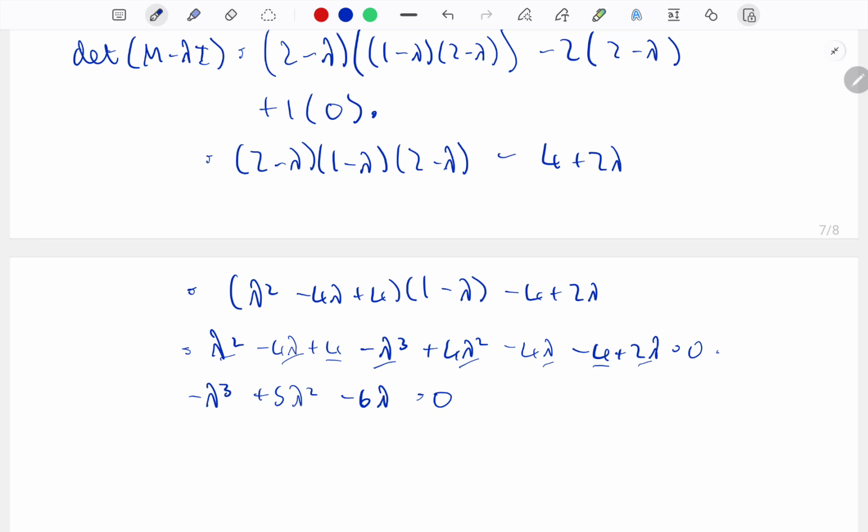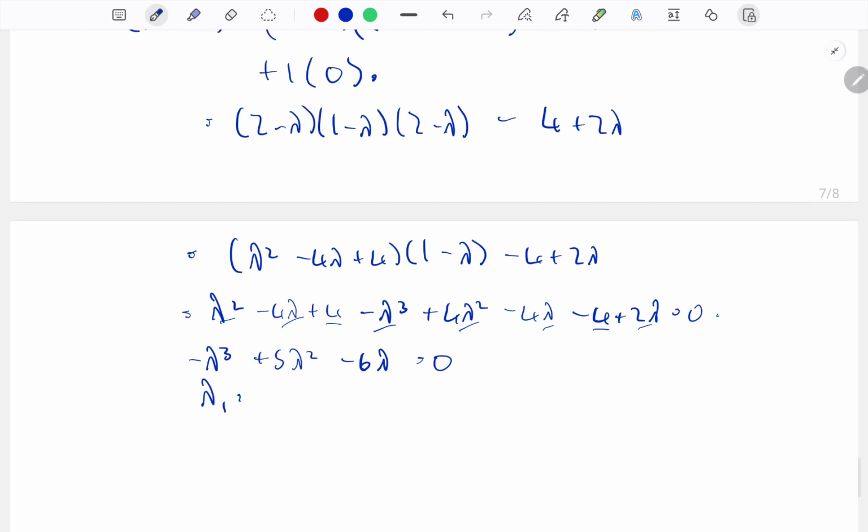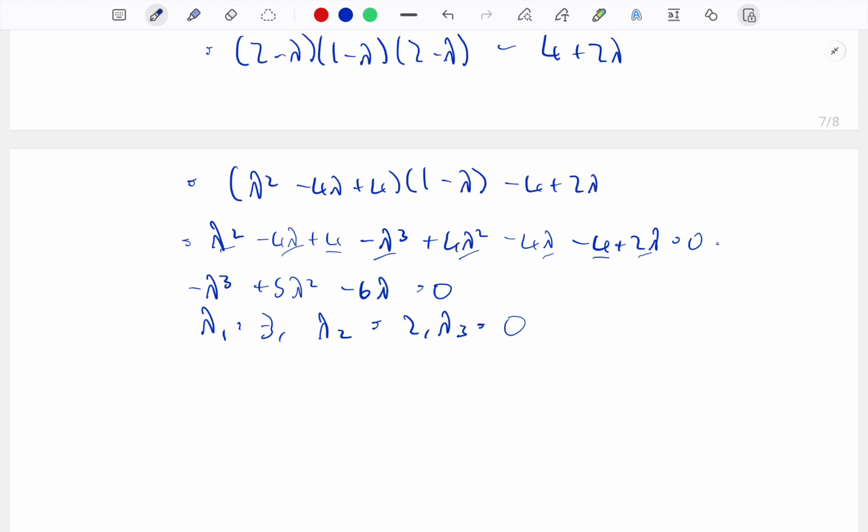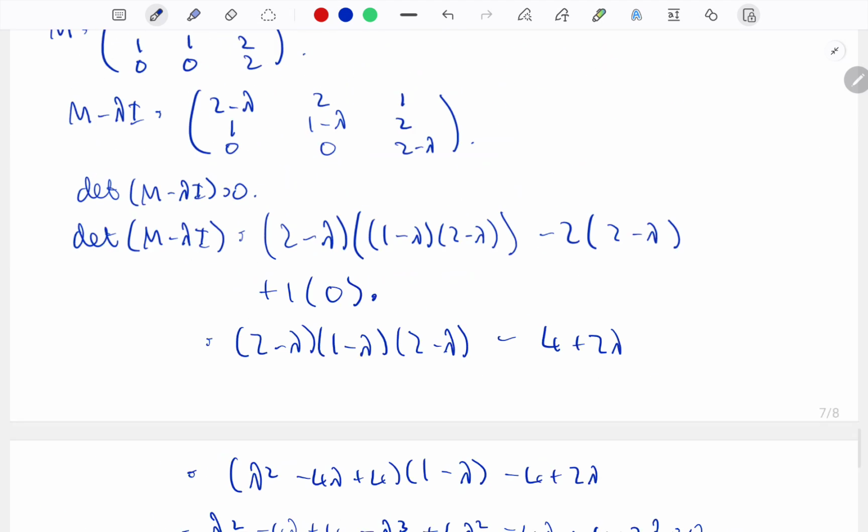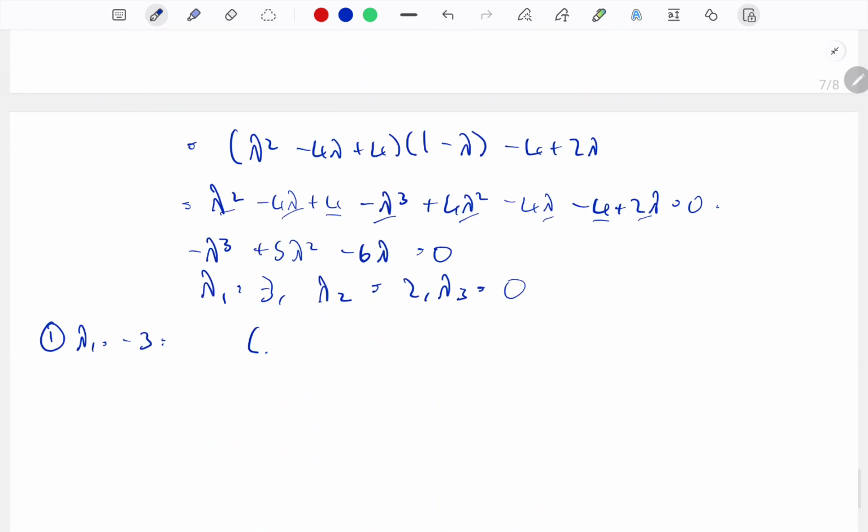So the eigenvalues we get are lambda 1 is equal to minus 3, lambda 2 is equal to 2, lambda 3 is equal to 0. So let's first consider lambda 1 equal to minus 3. So (M minus lambda I) v is equal to 0, where v is the eigenvector.